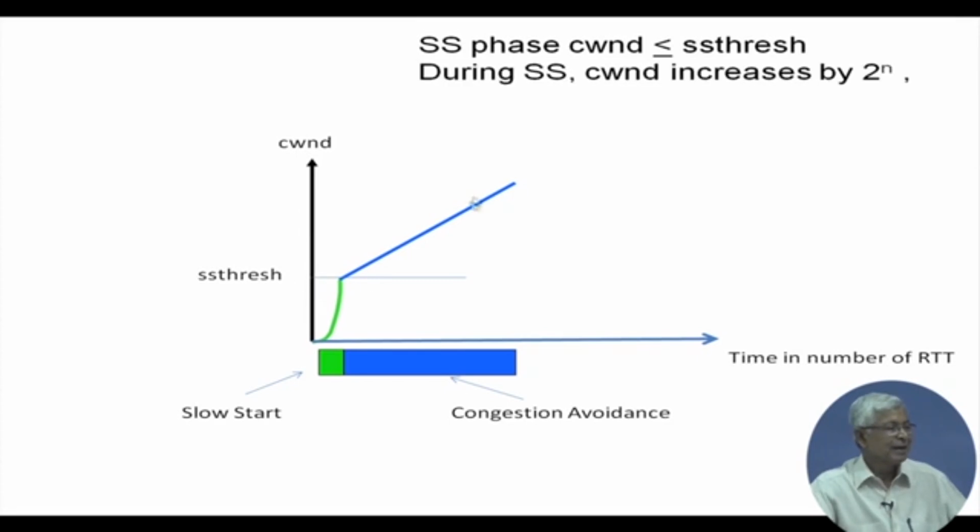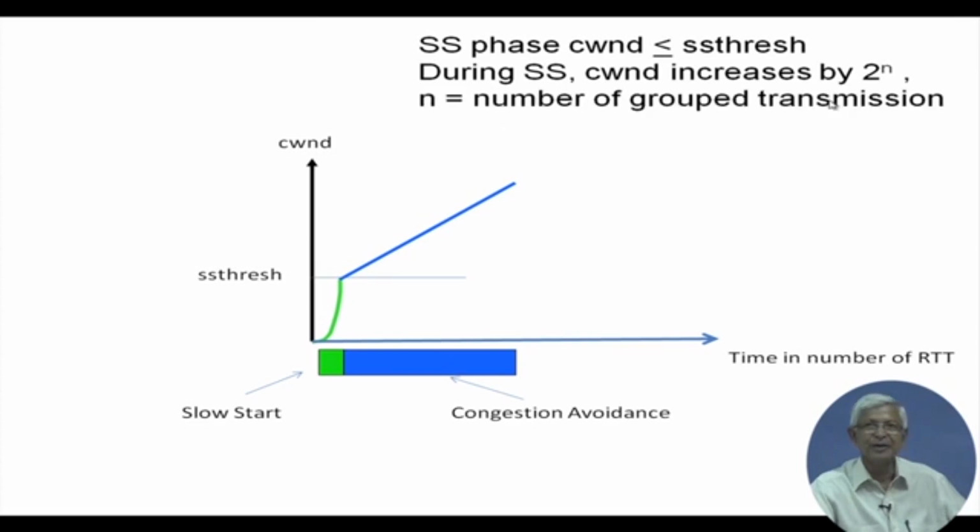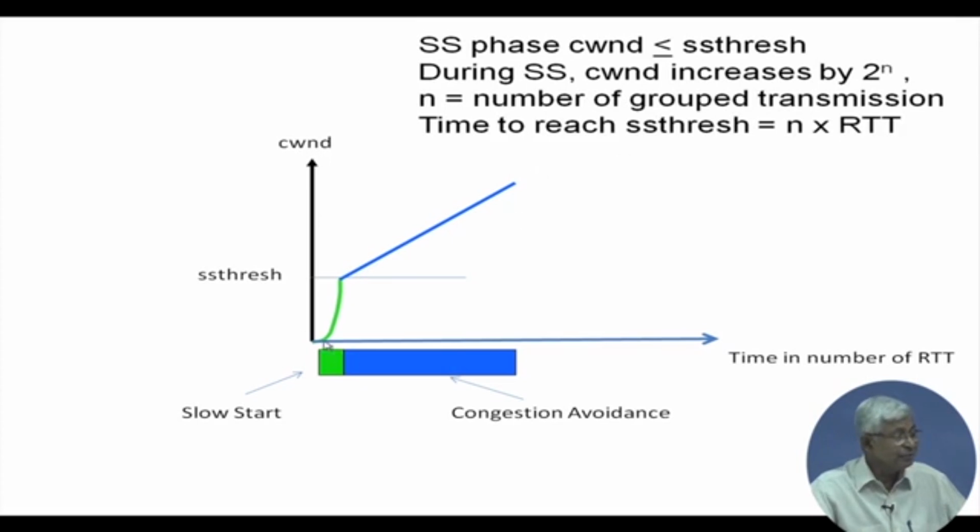During slow start, CWND increases by 2 to the power n, where n is the number of grouped transmissions. So, the time to reach this SS threshold: n times RTT, where 2 to the power n is the growth, and n is how many RTTs have passed. So, n times RTT.